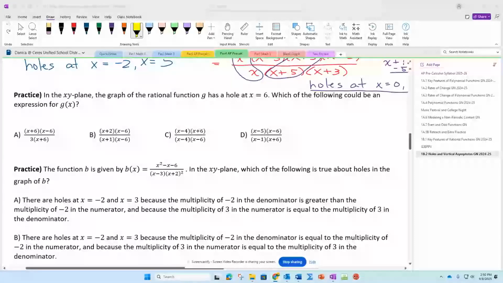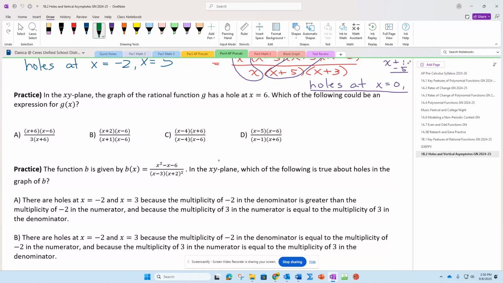Right, hello everybody. We are picking up from where we left off in class yesterday with lesson 1B.2 on holes and vertical asymptotes from our analytic form of a function. And so we are going to pick up with this practice problem real quick.